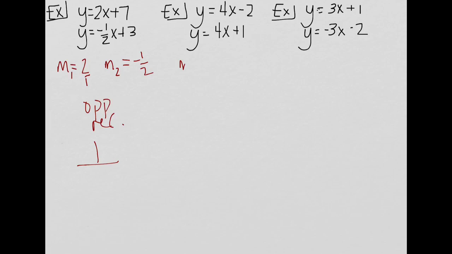Alright, in this example, the first slope is 4. The second slope is 4. So again, go through your criteria. Are they the same number? Well, yeah, they are in this case. So this means that they are the same slope.